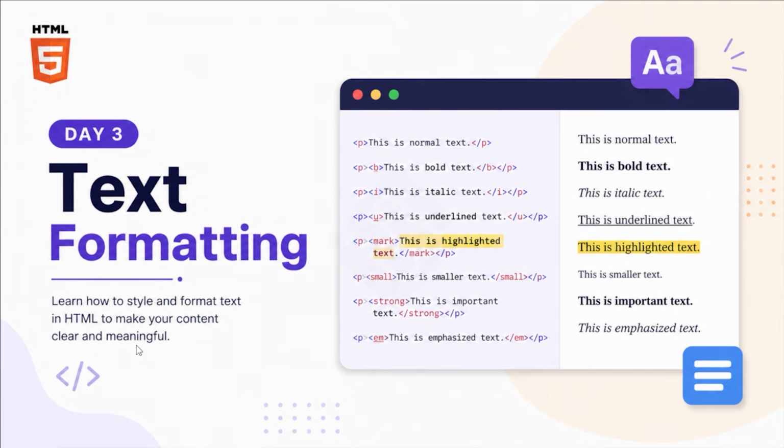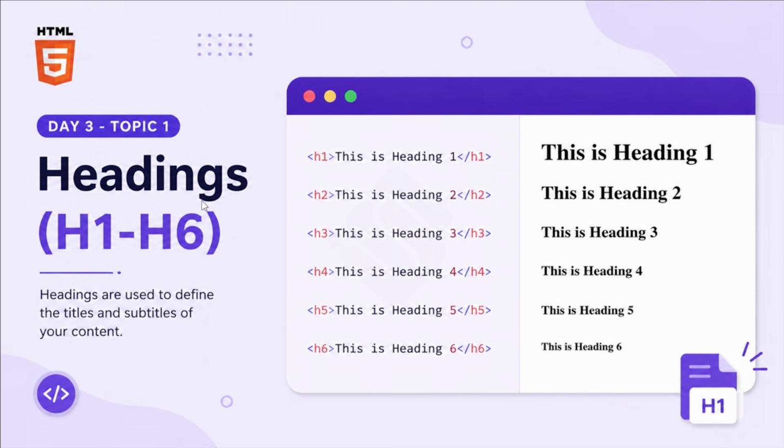So let's start with the first topic, headings. Headings are used to define titles and subtitles on a web page. HTML provides 6 levels of headings from H1 to H6. Let's see a simple and beginner-friendly example.